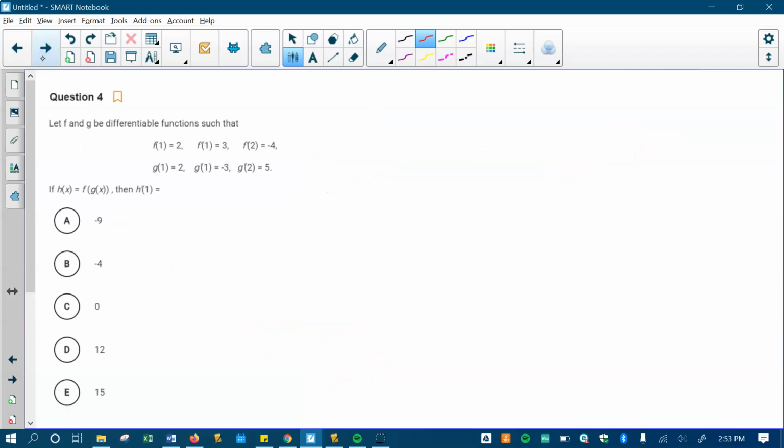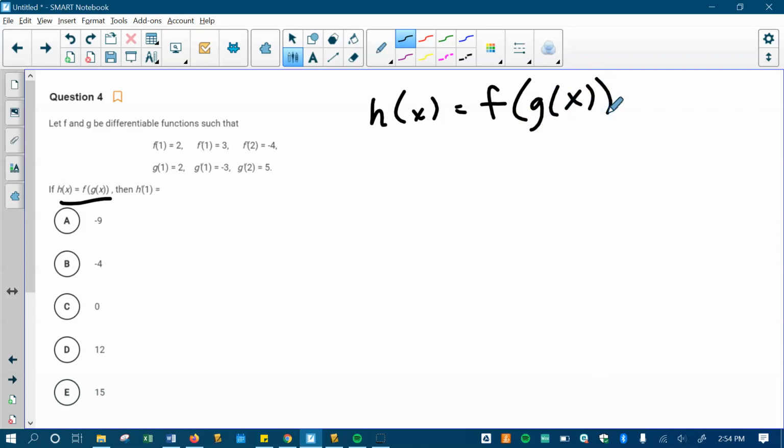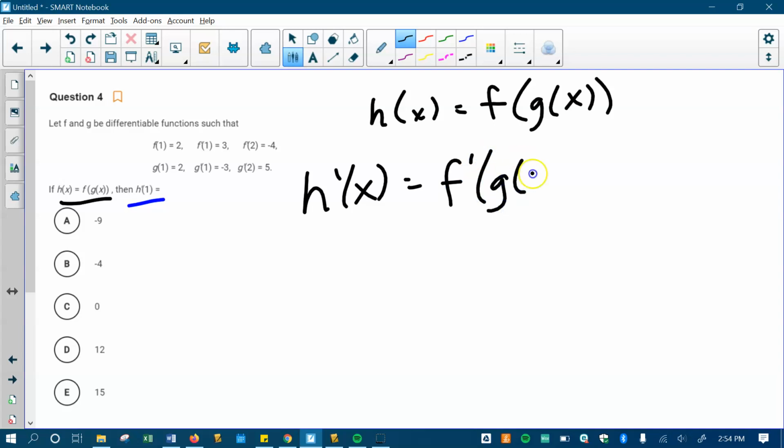Number 4. Oh boy, that's a lot of information. It says that h of x is equal to a composite function. So h of x is equal to f of g of x, and they want me to do h prime of 1, and that means I need a derivative of h of x first. Forget the 1. I just need h prime of x first. So h prime of x, this is going to be a chain rule one, and the chain rule works with the derivative of the outside function first, keep the inside, just like that, and then times the derivative of the inside.